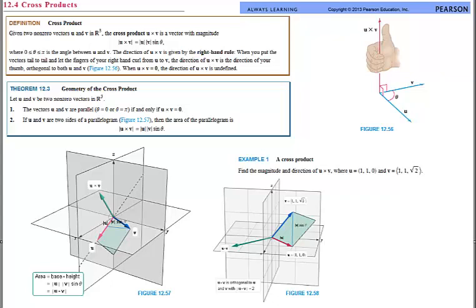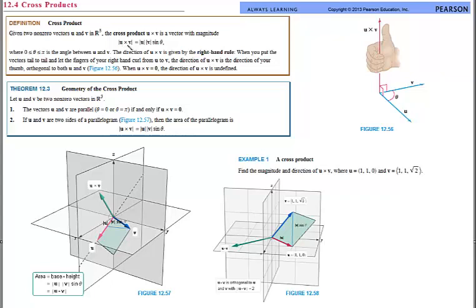Hello, Calculus 3 students. We're talking about cross products today. It's from section 12.4. The cross product is an extension of the dot product, where the dot product was just a scalar. What we're going to get from the cross product is a vector quantity. That means that this vector is going to have both a magnitude and a direction.